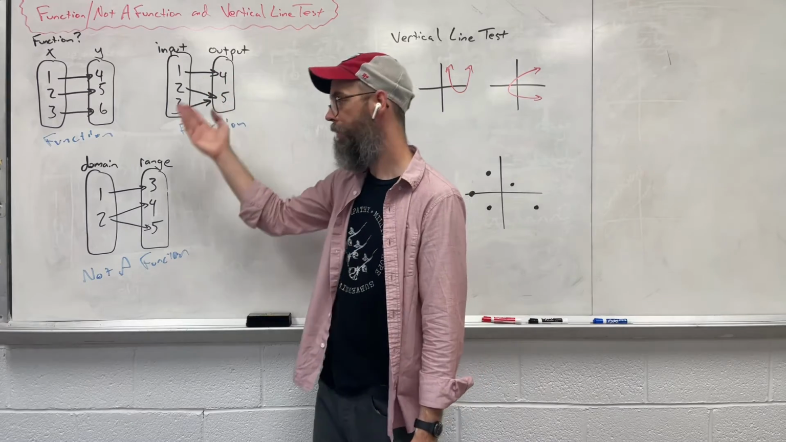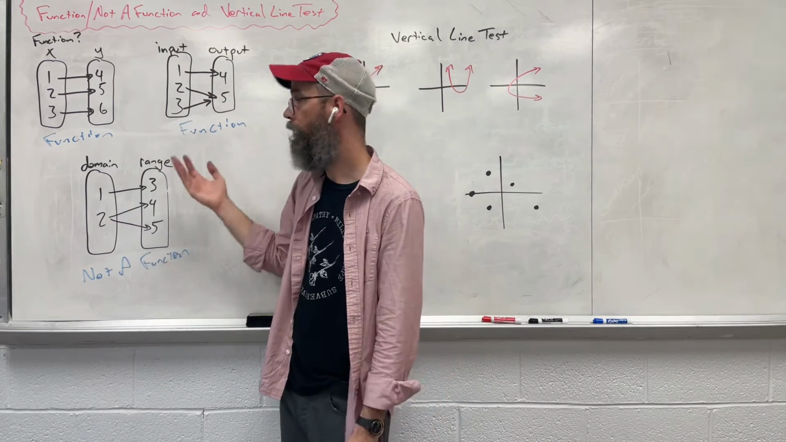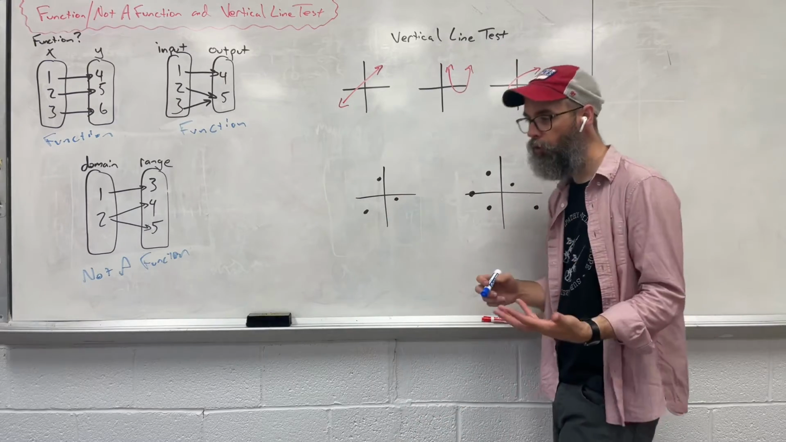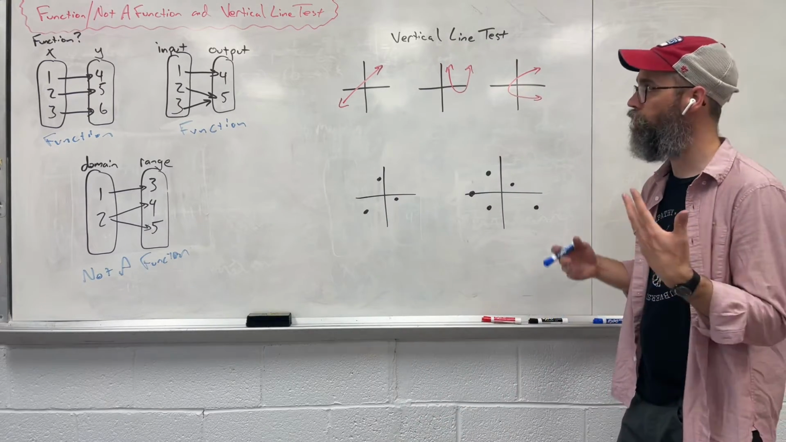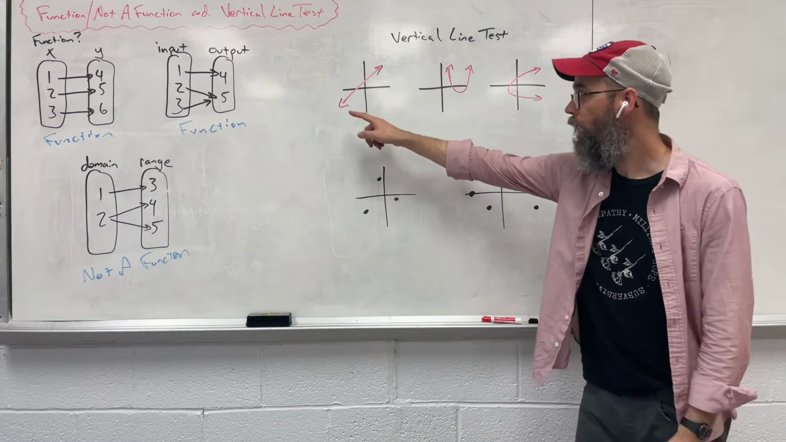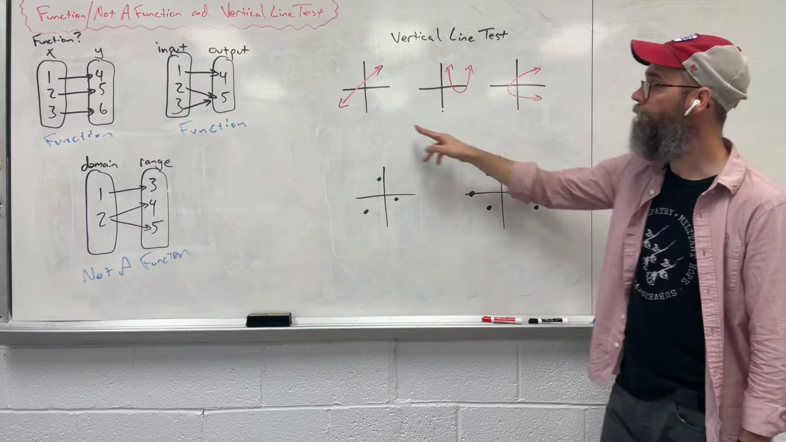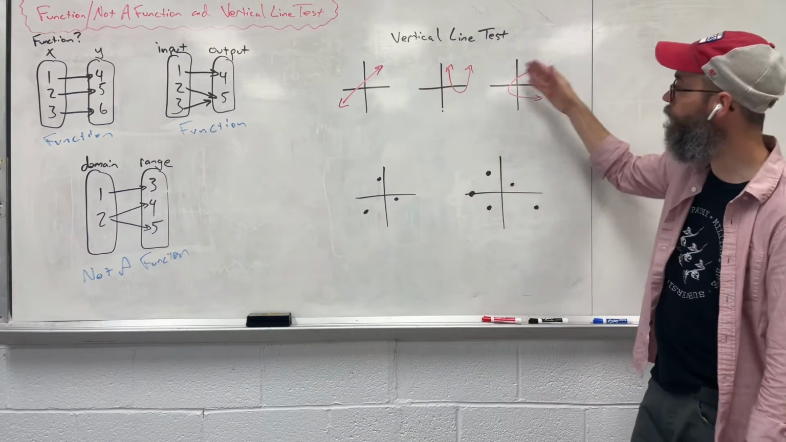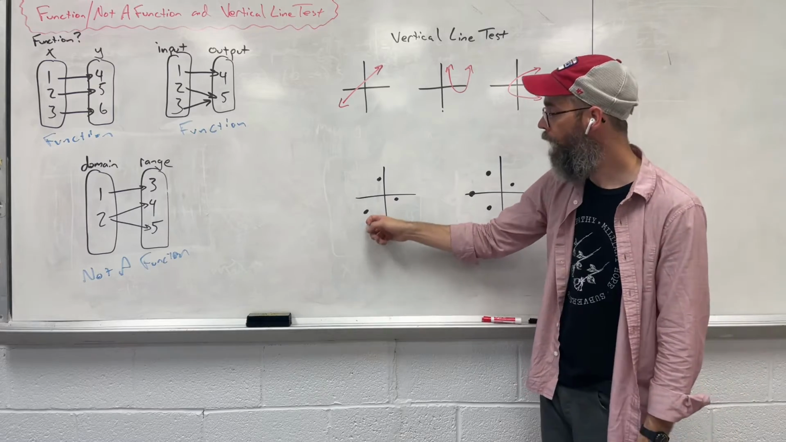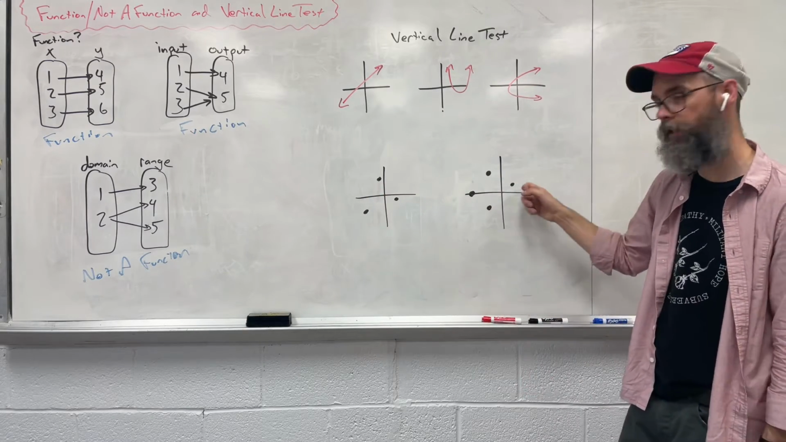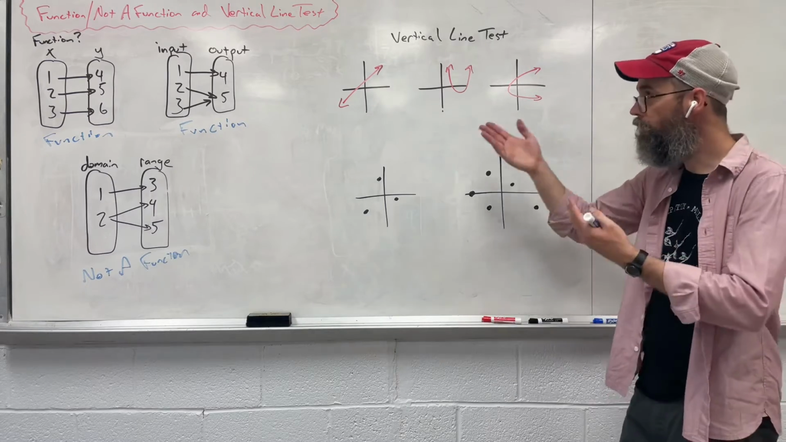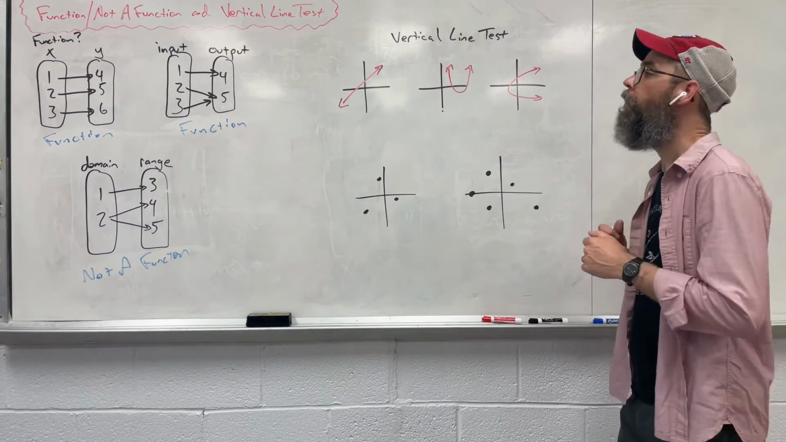Now, this is one way of describing whether or not you have a function. Another way is using the vertical line test. Vertical line test we mostly use for graphs. And here we have two different kinds of graphs. We have continuous graphs, where you just have a line. It could be a curved line, but nonetheless, it's a line. Or discrete graphs, where it's just a series of coordinates, a series of points. We can use the vertical line test for either of them.